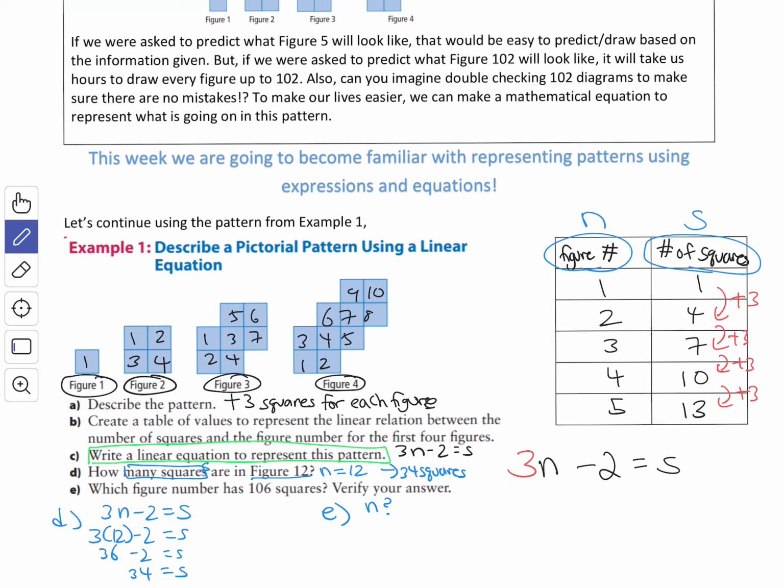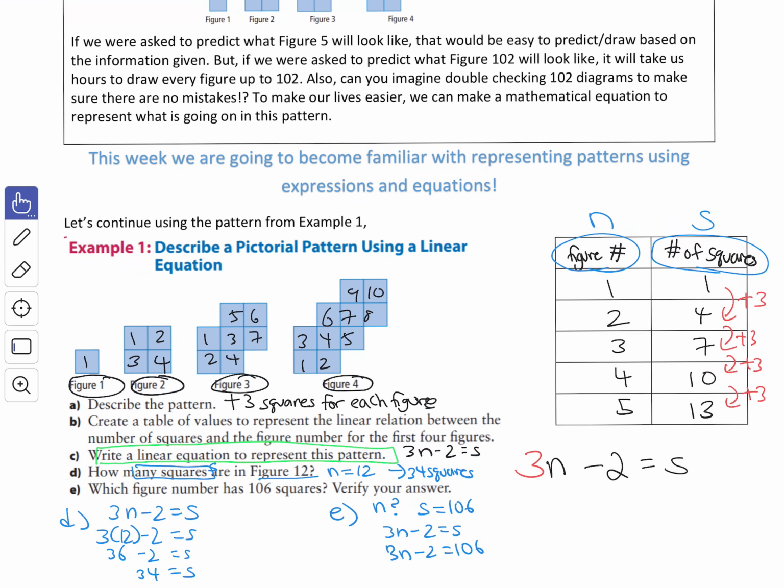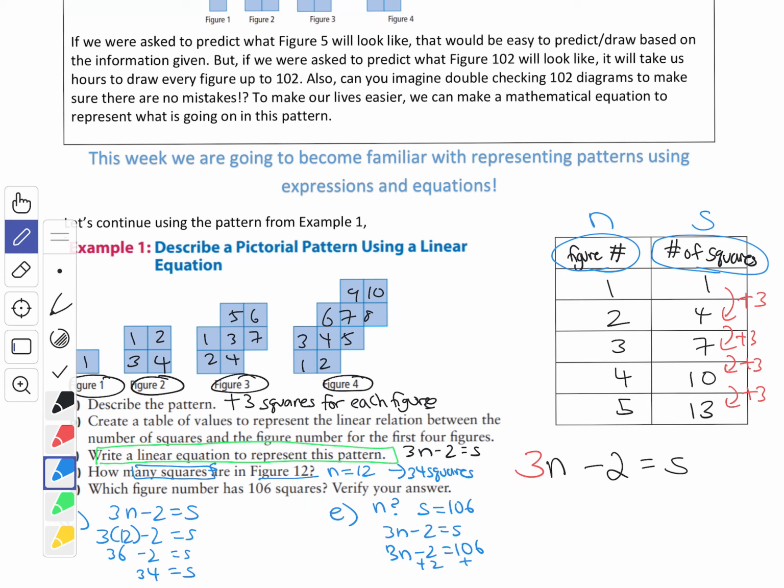Okay. Now E, which figure number? So it's asking us for n. What is n? Okay, when it has 106 squares, when s is equal to 106. So again, we're going to use our equation and plug in what we know. So 3n minus 2 is equal to 106. And we're going to add 2, add 2. Let's move it over here. 3n is equal to 108. And I'm just going to divide by 3 on both sides to get my final answer. So 108 divided by 3 gives me 36.